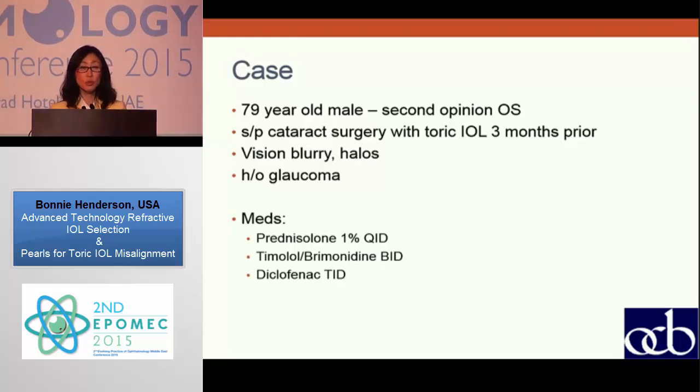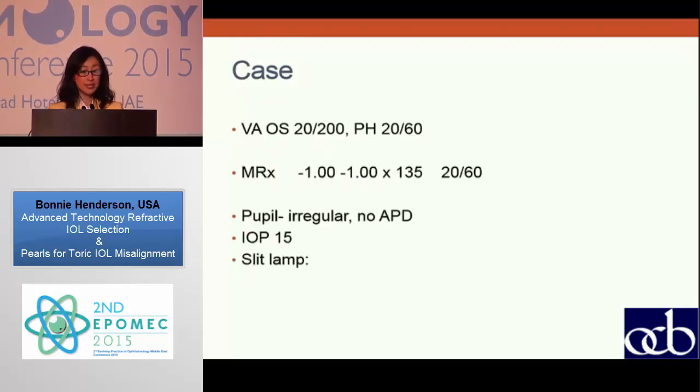This is vision. It's 20/200 uncorrected, pinhole to 20/60. And his manifest, he still has a little bit of myopia. He has some cylinder, and this yields about 20/60. His pupils are normal, pressure is okay, and this is his slit lamp exam.